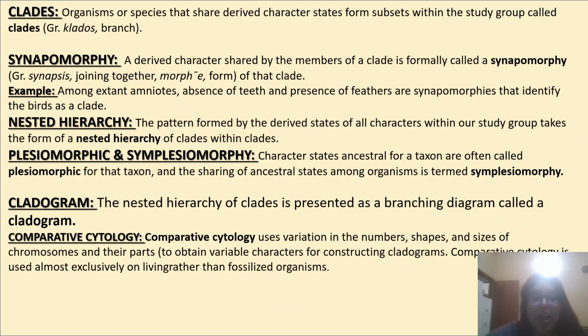Next, plesiomorphic and symplesiomorphic. Character states ancestral for a taxon are often called plesiomorphic for the taxon, and the sharing of ancestral states among organisms is termed symplesiomorphy. Next, cladogram. The nested hierarchy of clades is presented as a branching diagram called a cladogram. Next, comparative cytology. Comparative cytology uses variation in the number, shapes, and size of chromosomes and their parts to obtain the variable characters for constructing cladograms. Comparative cytology is used almost exclusively on living rather than fossilized organisms.